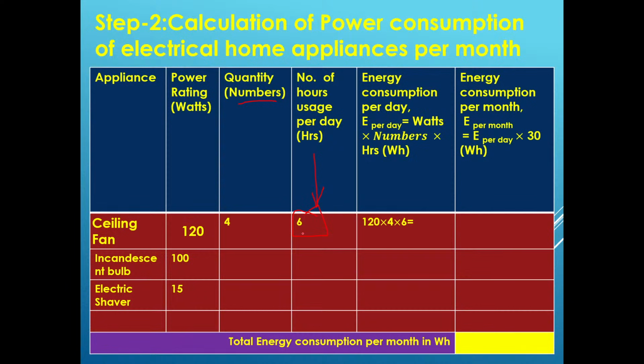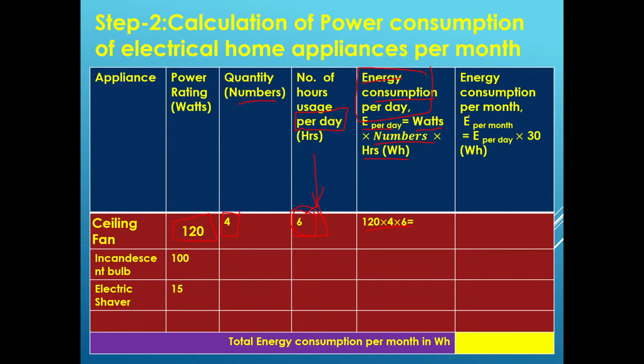Here I have mentioned 6 hours per day. This is the per day usage. Next, we have to calculate energy consumption per day. The formula is wattage times number of units times number of hours operated. Wattage is 120 here, just for example. How many fans are there? Four. These four fans were operated for 6 hours. You just multiply all these, and you get the energy consumed per day.